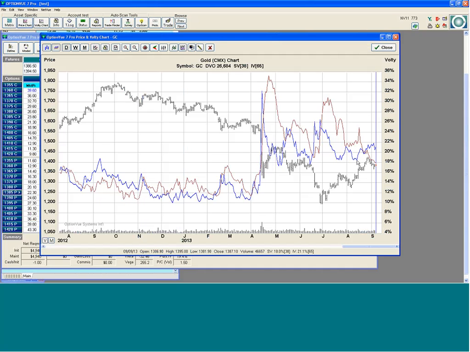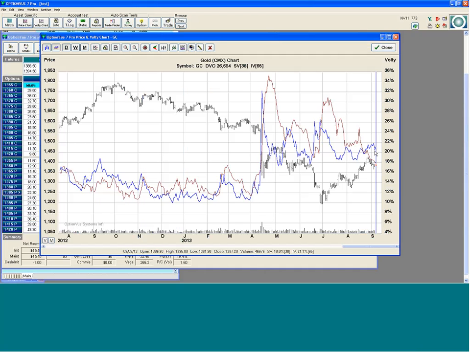Implied volatility is shown by OptionView with this blue line that is part of the price and volatility chart. What this is telling us is that right now, implied volatility for all the gold options is right where this blue line intersects the blue vertical line that I just put in place, and it shows you the number in the lower right corner. IV is 21.1%.